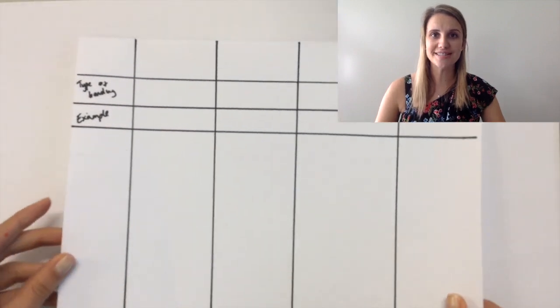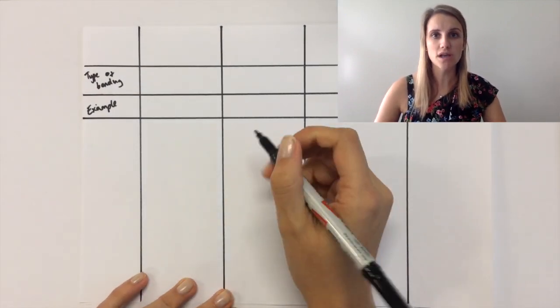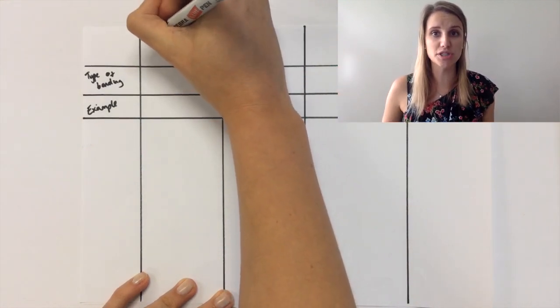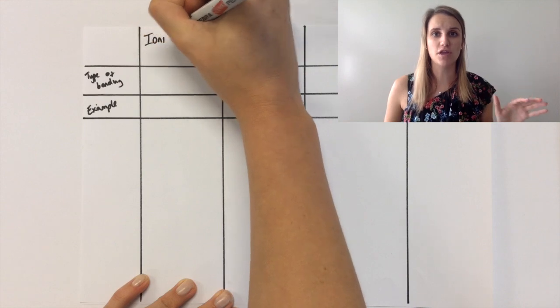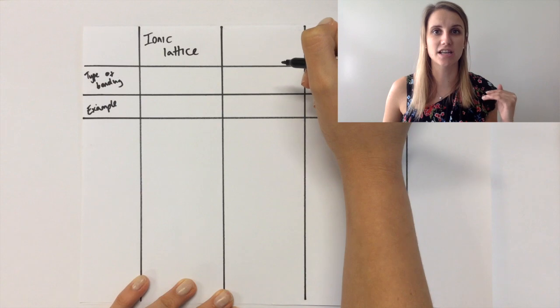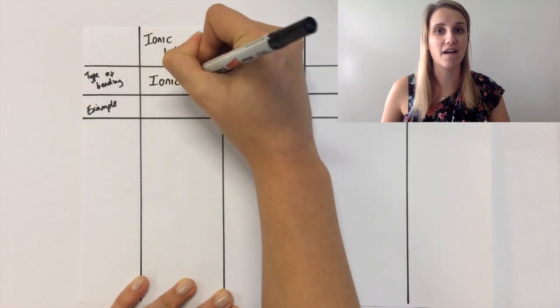The way we're going to do this today is in a table. What we've got here are 4 columns, which are all for the different types of bonding that we're going to go through today. For each of them, we're going to do an example and then go through how the bonding leads us to the boiling point. So let's get started with ionic bonding first.